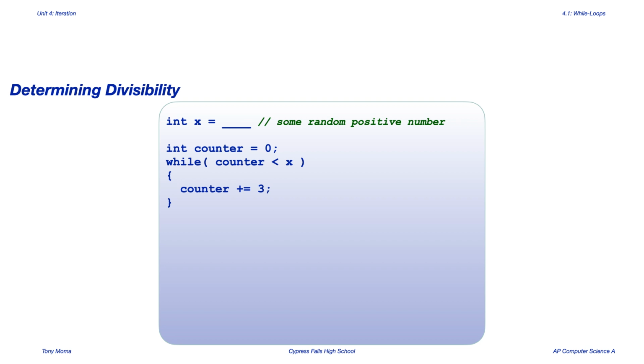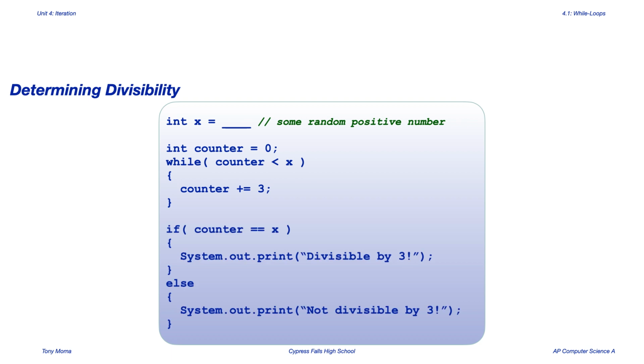That being said, once the while loop is finished, our job is not done because there's two reasons for why the while loop could have stopped. The while loop could have stopped because the counter became equal to x, or it could have stopped because it became greater than x. So we need to figure out why it stopped. To do that, we're going to use an if statement.